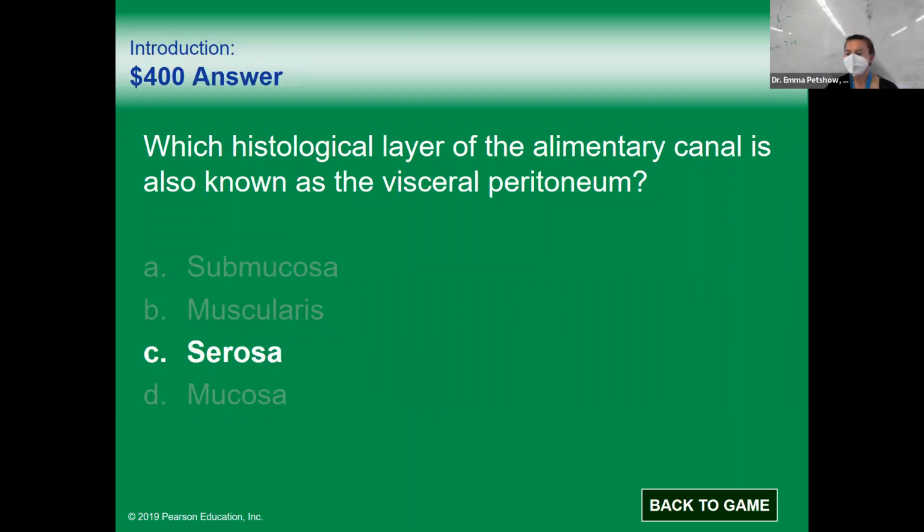Awesome. Serosa. So if you said C, you are correct. So, okay. Histological layers of alimentary canal known as visceral peritoneum. So let's find the alimentary canal here. Maybe I can get you a good alimentary canal. And then we have the serosa. Okay, I'm gonna get you a picture.